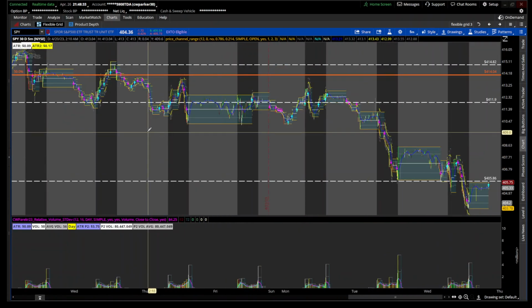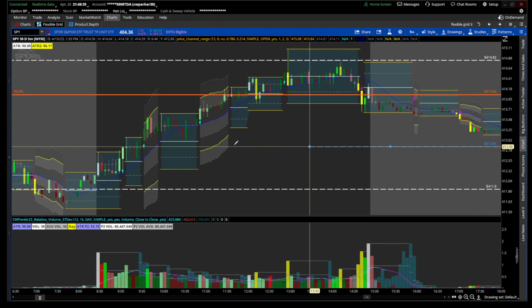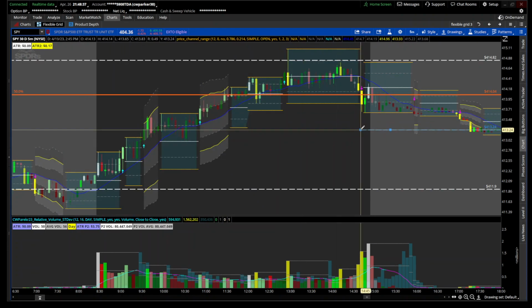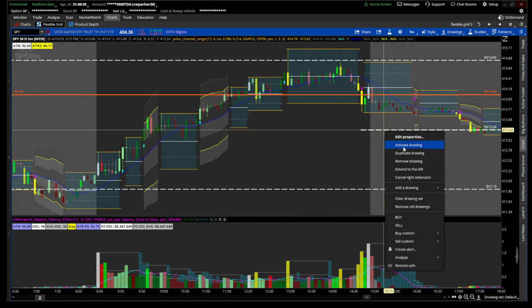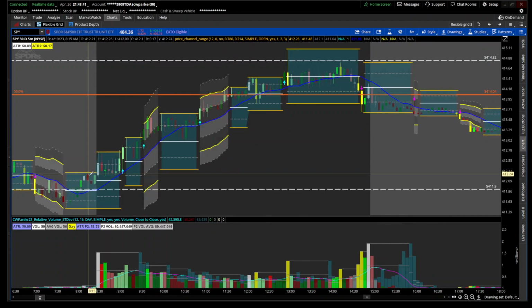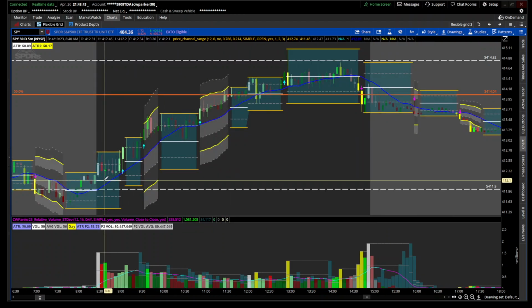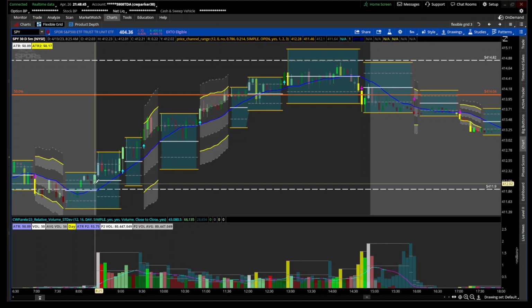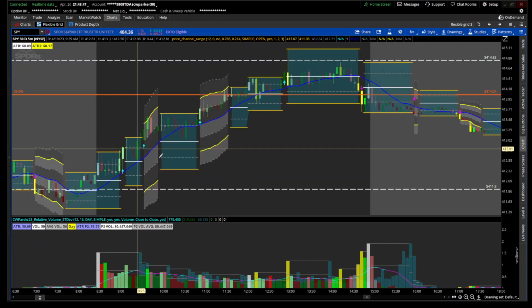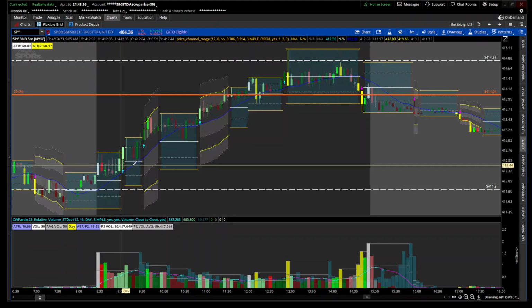And let's go look at another one. So you can see right here, it's basically trending up. Basically, it's trending up. So if you want to look for breakouts or breakdowns, this indicator works out really well for that.